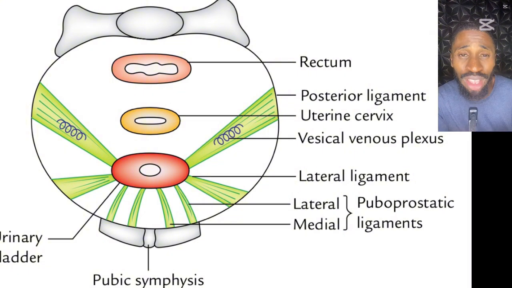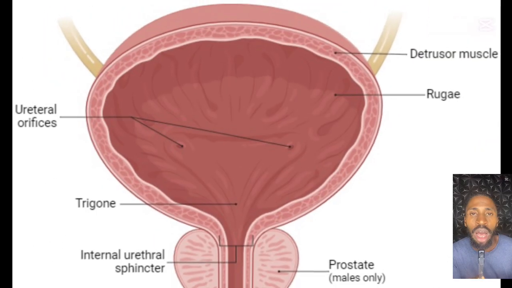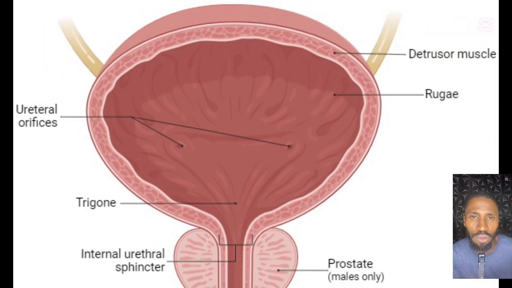That is all we wanted to talk about in the ligaments. Now we have true and false ligaments. We talked about the external features and the relations, which you know. And now the next thing we are going into is the inferior surface of the bladder.